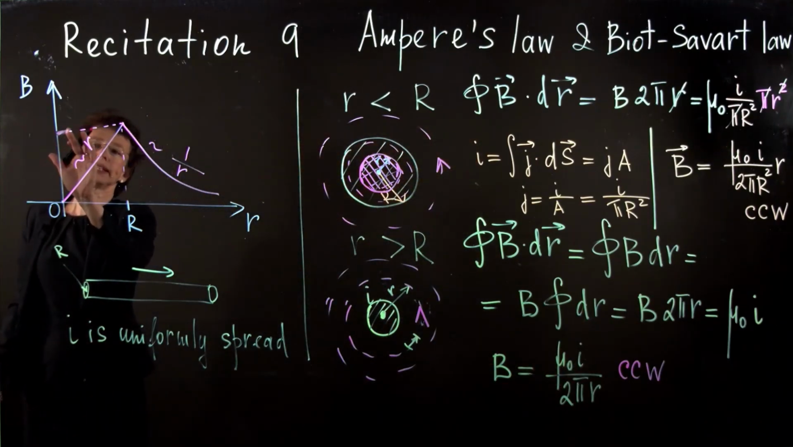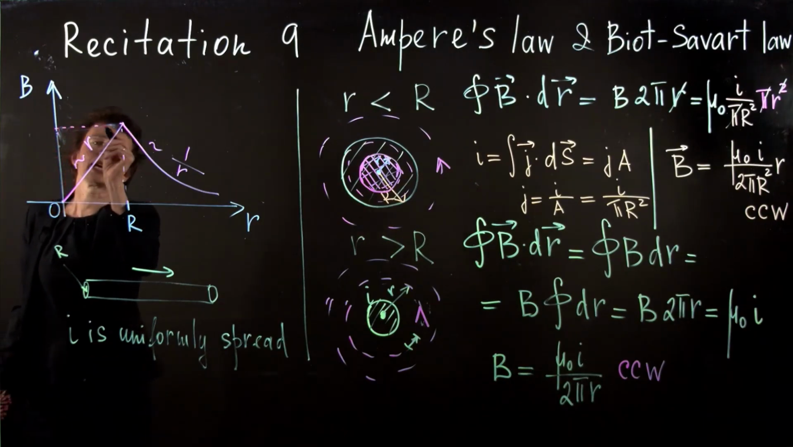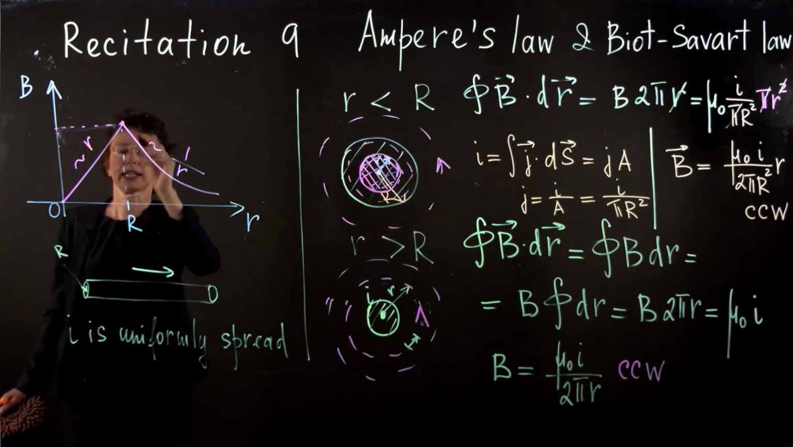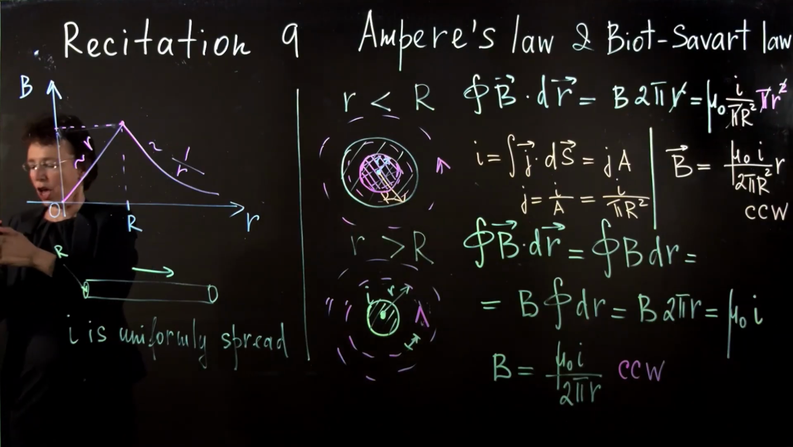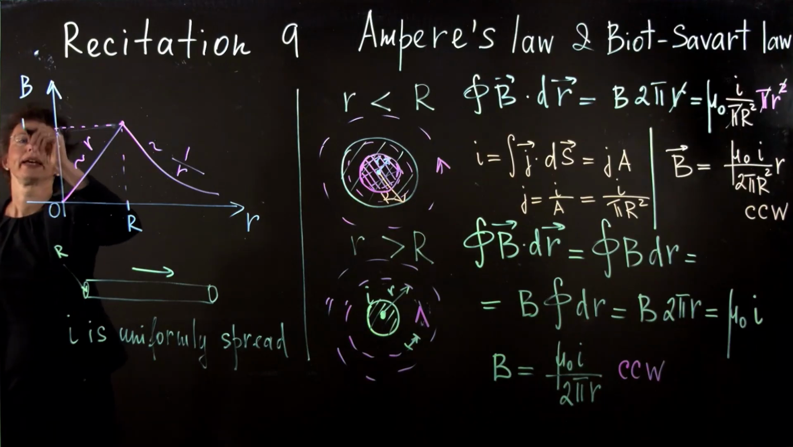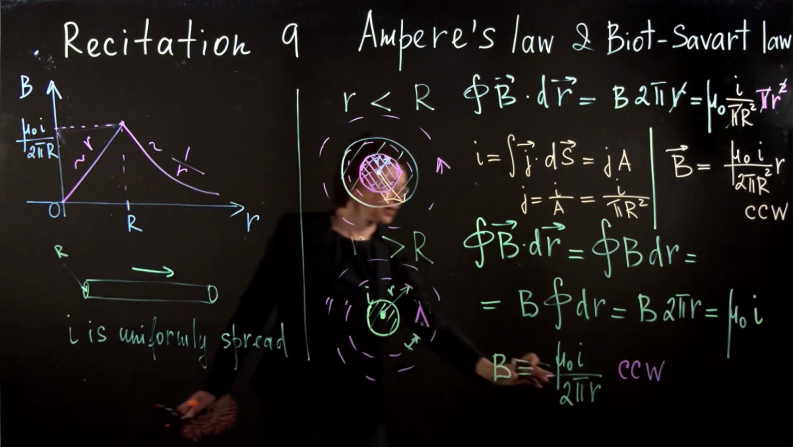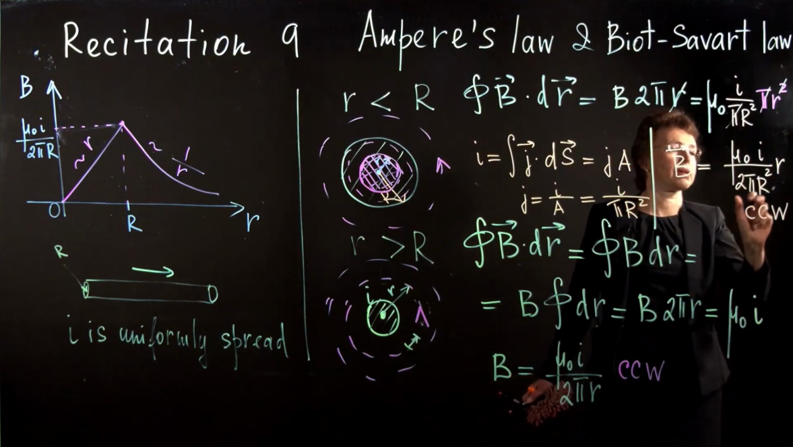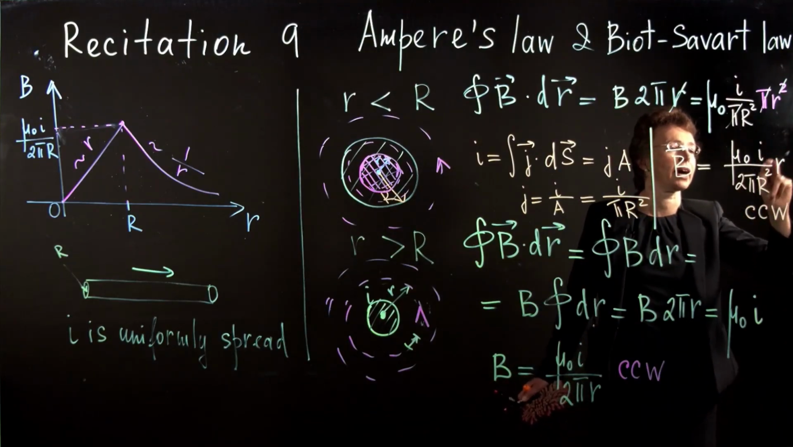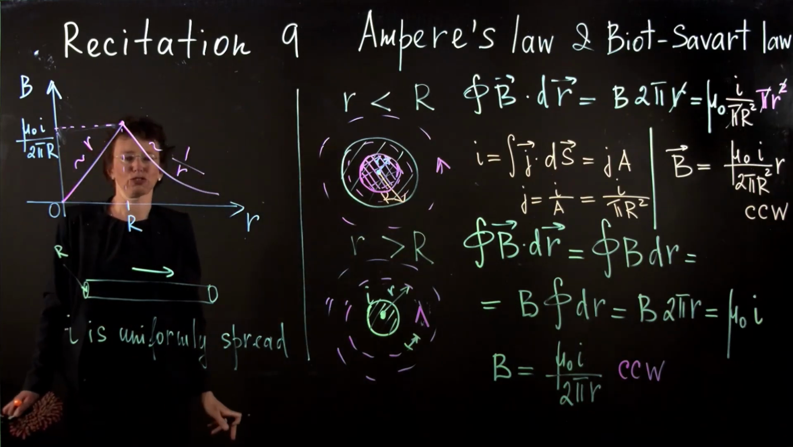Is it a straight line? Let me make it a little bit better. So right here at r equal to the radius of the wire, the magnetic field is mu naught current I divided by 2 pi capital R, the radius of the wire. And of course both solutions give me the same result. If I put capital R here, R and R cancel, and at the boundary I get the same result from both formulas.